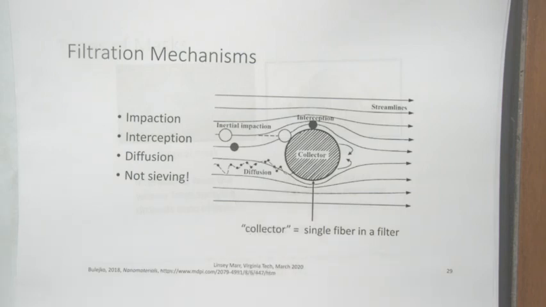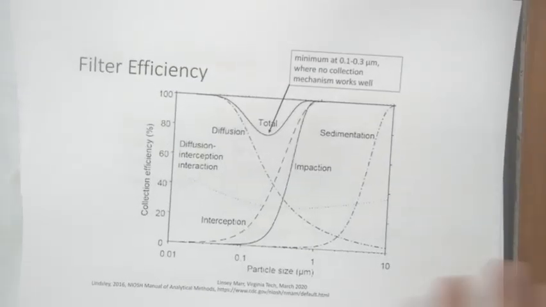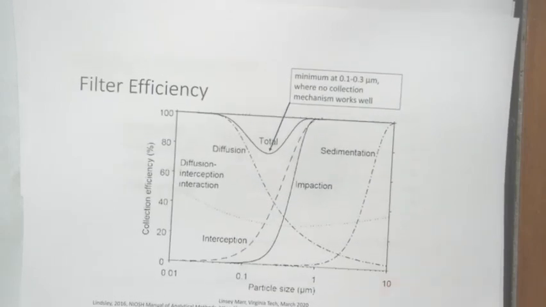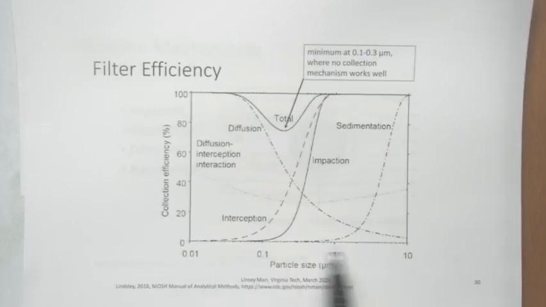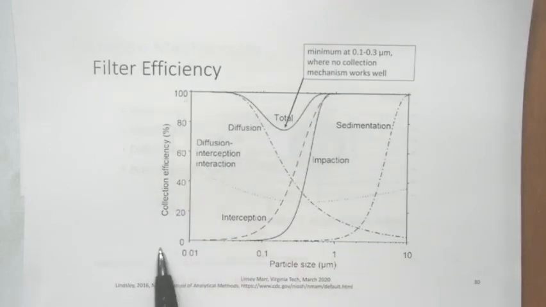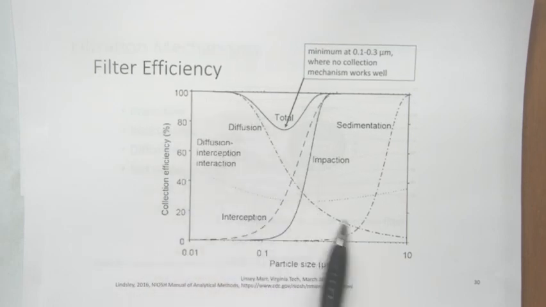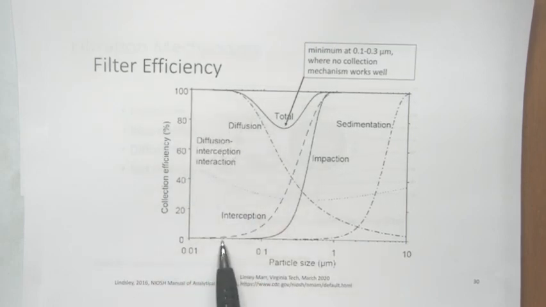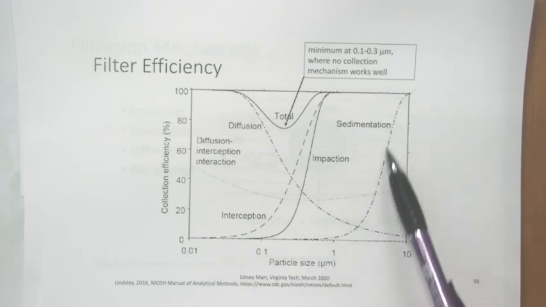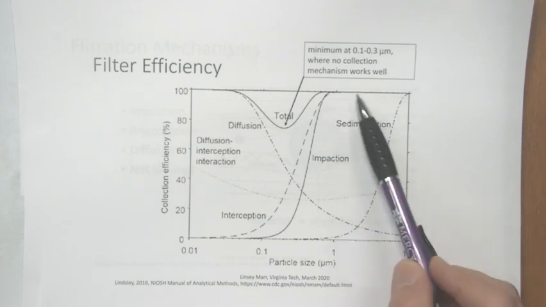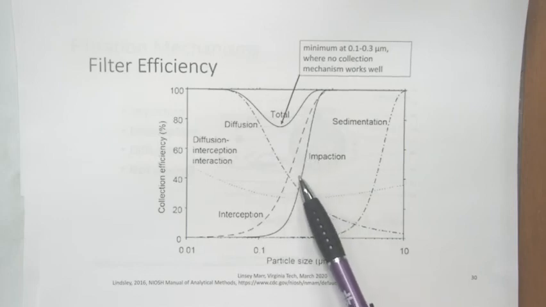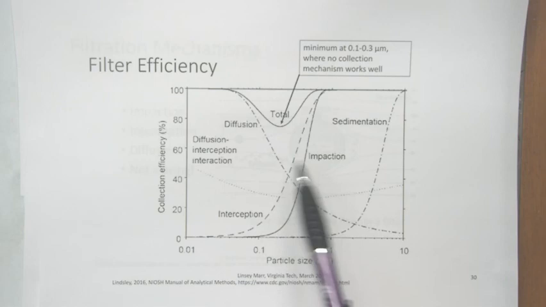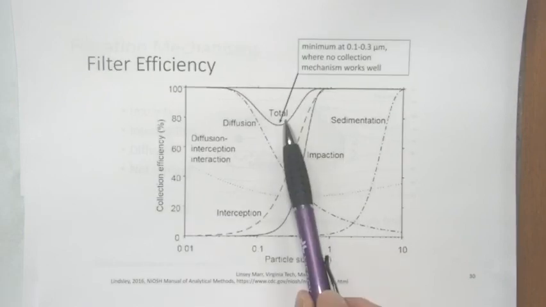And as this figure shows, the accumulation mode, right? Particles are the ones that aren't collected by any of the mechanisms very well. So this is particle size versus collection efficiency, right? With diffusion shown here, effective for below 20 nanometers. Sedimentation is just particles falling out of air. Impaction is them impacting on the fiber. Interception here, and then we can add together that, and get a total collection.